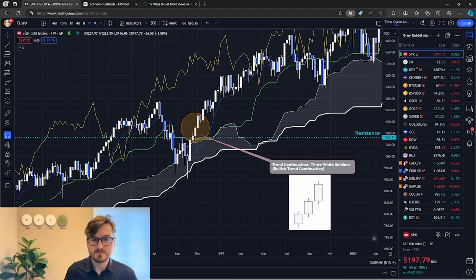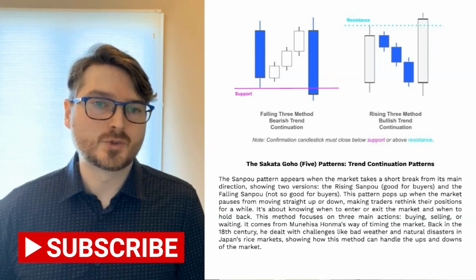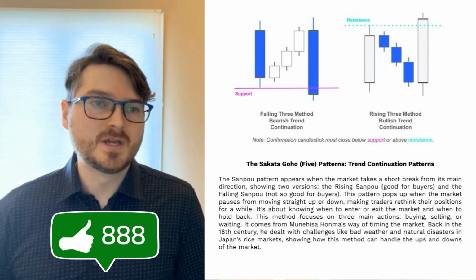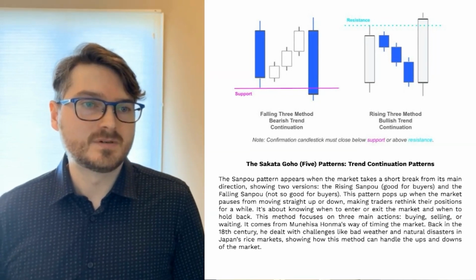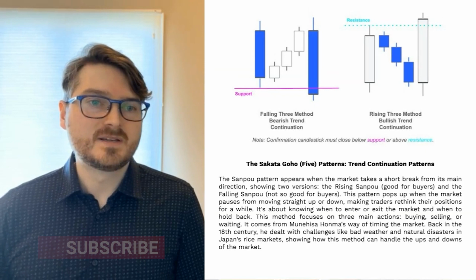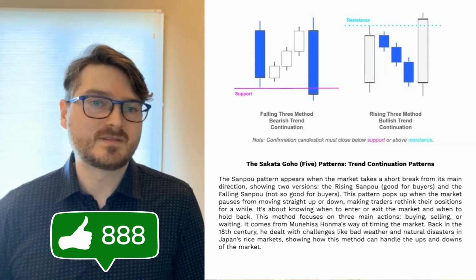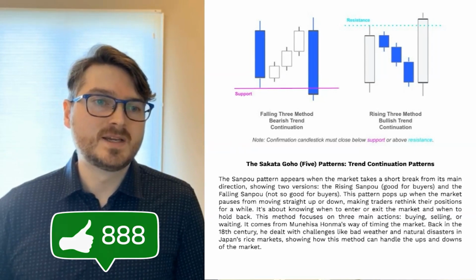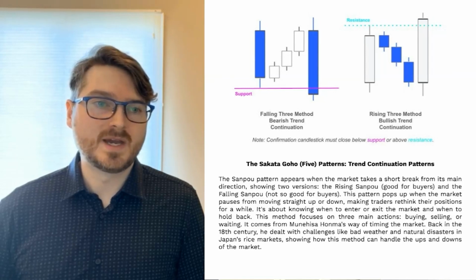The Sampo pattern appears when the market takes a short break from its main direction. Showing 2 versions, the rising Sampo is good for buyers, and the falling Sampo is not so good for buyers. This pattern pops up when the market pauses from moving straight up or down, making traders rethink their positions for a while. It's about knowing when to enter or exit the market and when to hold back.